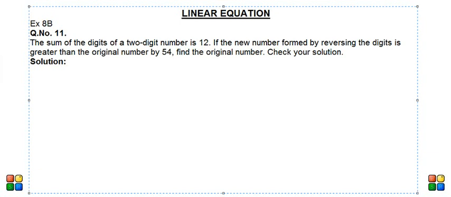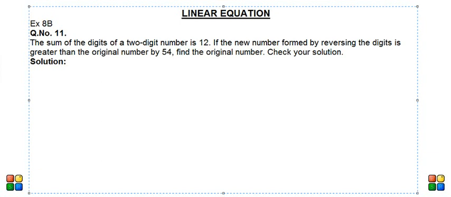Okay, understood? No issues. Then what we have to do? We have to find the number and check the solution. So this is not going to create a lot of difficulties. One by one we can solve. Just stay with me. Okay, so the solution goes this way.